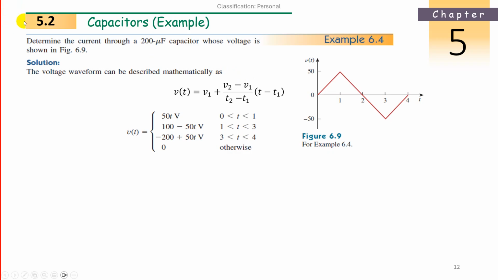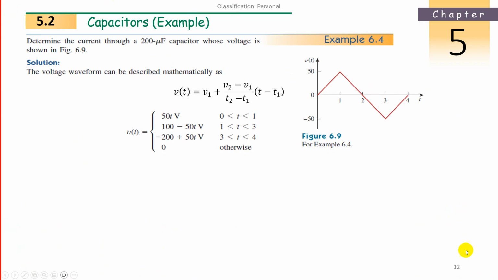Minus 150. Here V1 minus 50. Total minus 200. So like this we'll get. So after greater than, otherwise, zero only. No need. So now this is the voltage we got.